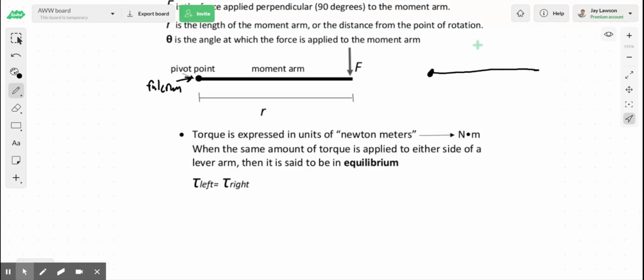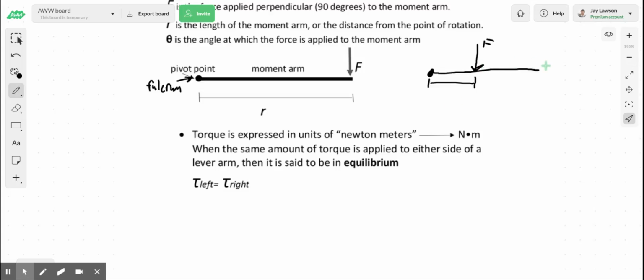The moment arm is the length from the pivot point to where the force is applied. Let's look at this drawing over here to the right. Let's say I have a lever that is this long, represented by this horizontal line I drew. But the force applied is roughly halfway along the lever. It's about half the distance from the end of the lever to the pivot point. My moment arm is only going to be this far.